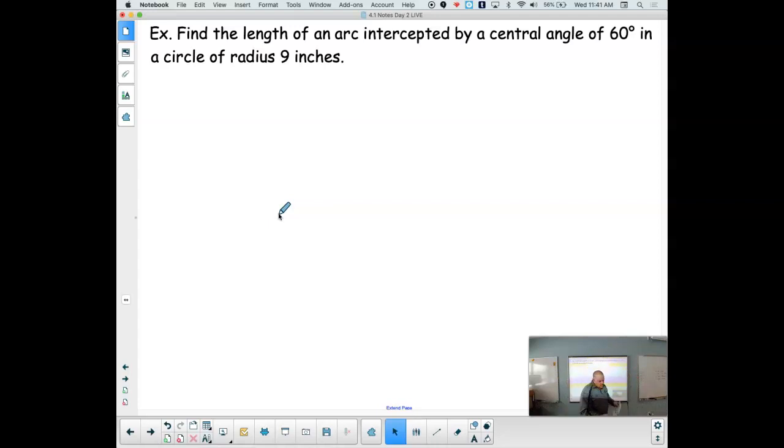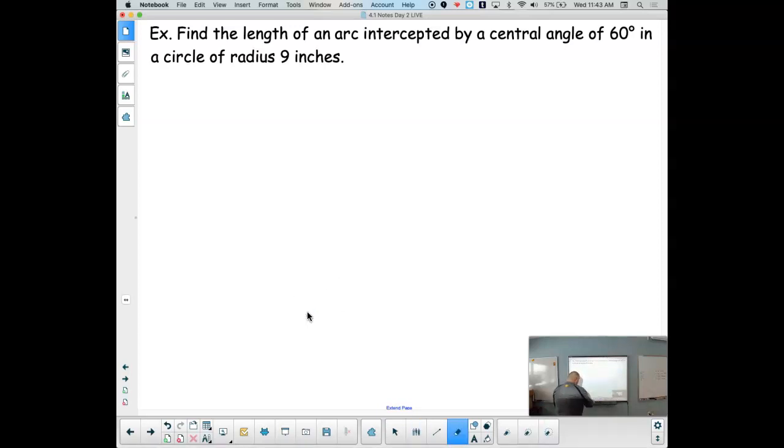Oops, I forgot to push pause. Everything's working still. That's a good thing.